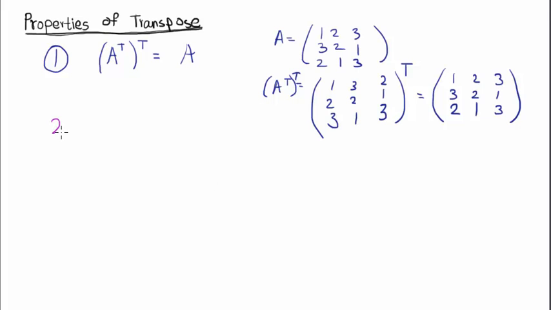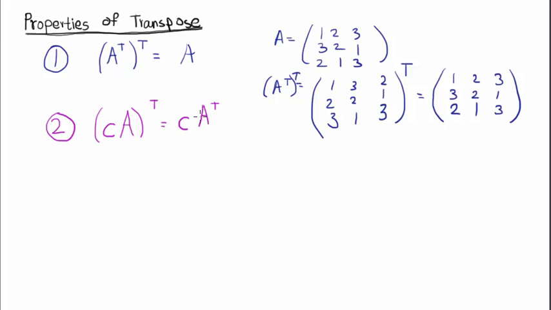The second property, and these aren't really ordered properties, I mean, you can just use Google to help you find a lot of them. But let's say you have some constant C, right? And you have some matrix A. And if you perform constant times A, you'll just be multiplying each element in the matrix A by the constant C. And then you take the transpose of the whole thing. This is the same thing as saying constant times A transpose.